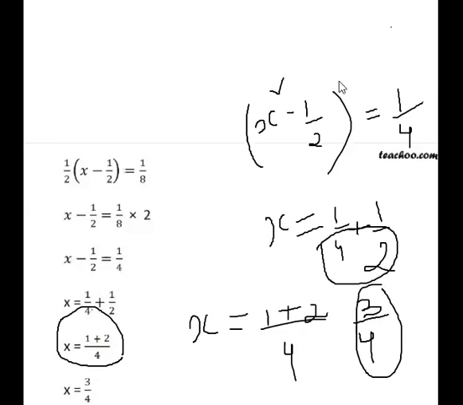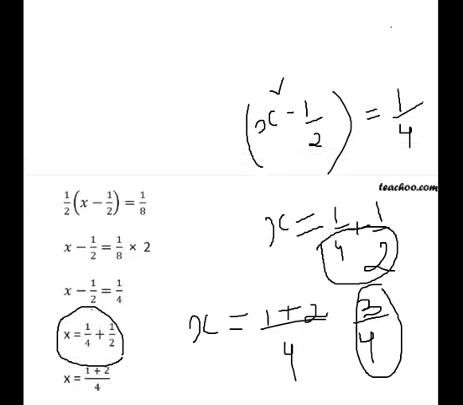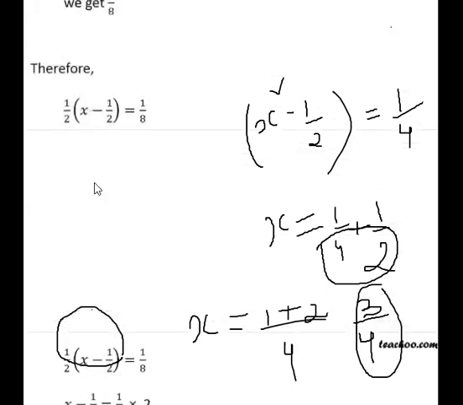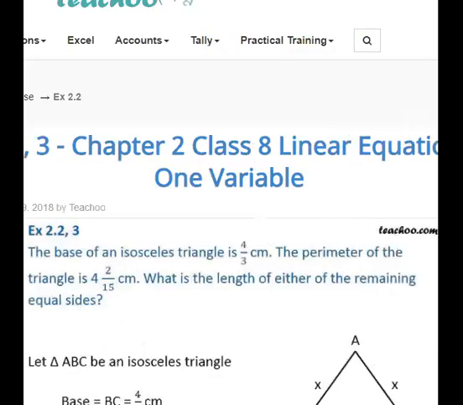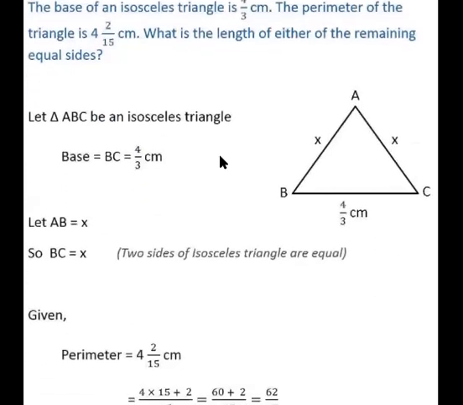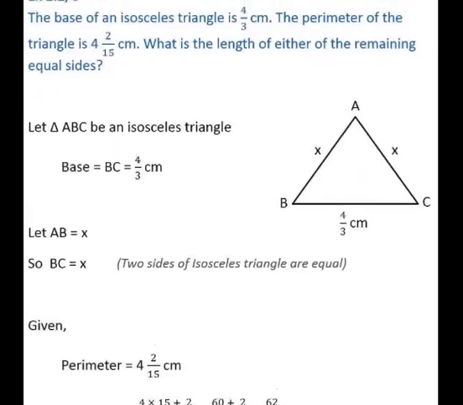Now moving forward to our next question, we'll do the important question first. So we'll move forward to the 2.2 third question because it is an important question rather than the other 2.2 second question. Moving forward, in this you have an isosceles triangle. What does isosceles mean? Isosceles means that in this kind of triangle, two sides are going to be the same.